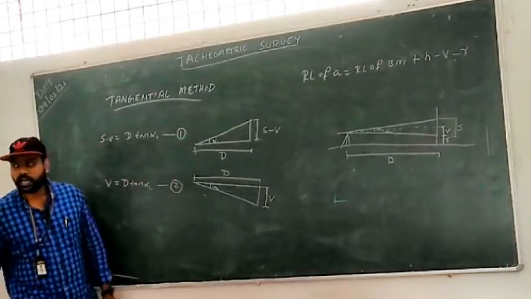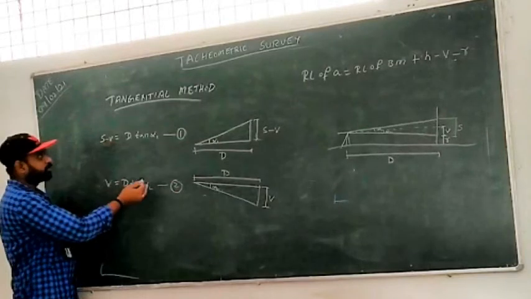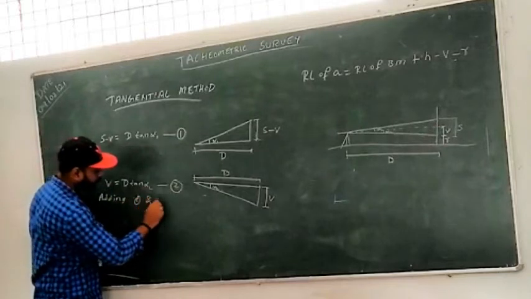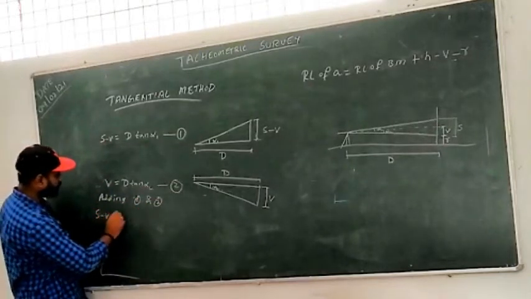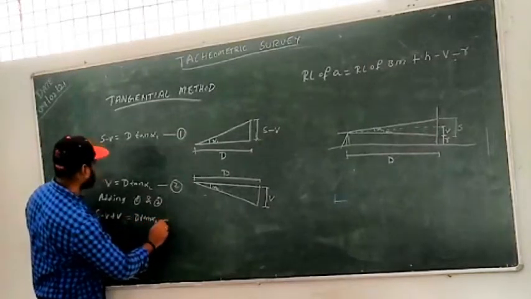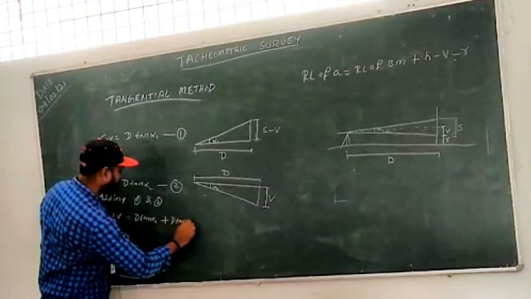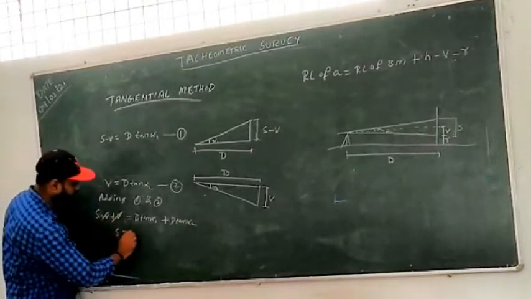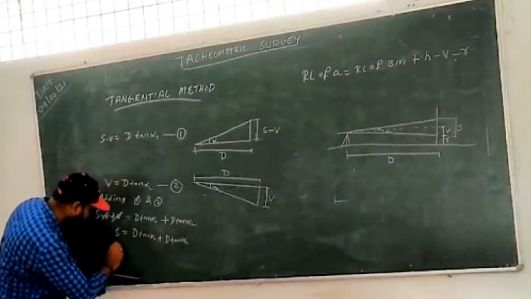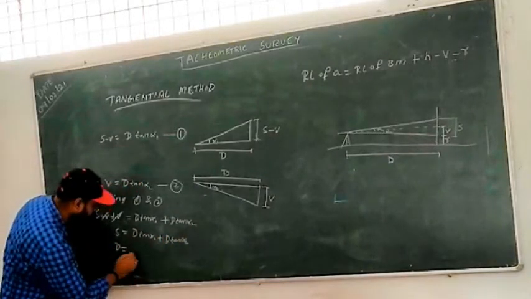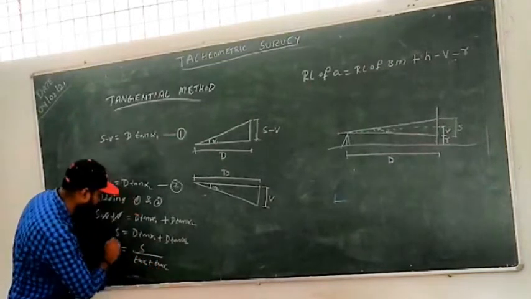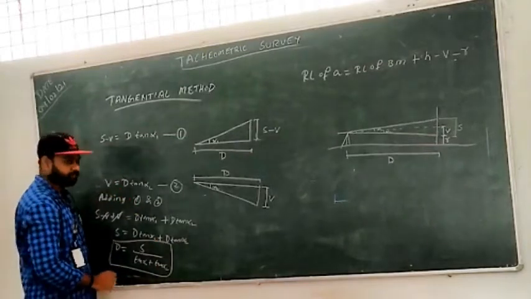Okay, equation number 2. Now I want to eliminate this V. So what can I do? Adding equations 1 and 2. So what will you get? S minus V plus V is equal to D tan alpha 1 plus D tan alpha 2. So V cancels. S is equal to D tan alpha 1 plus D tan alpha 2. So D is equal to S divided by tan alpha 1 plus tan alpha 2. So this is your equation for D.